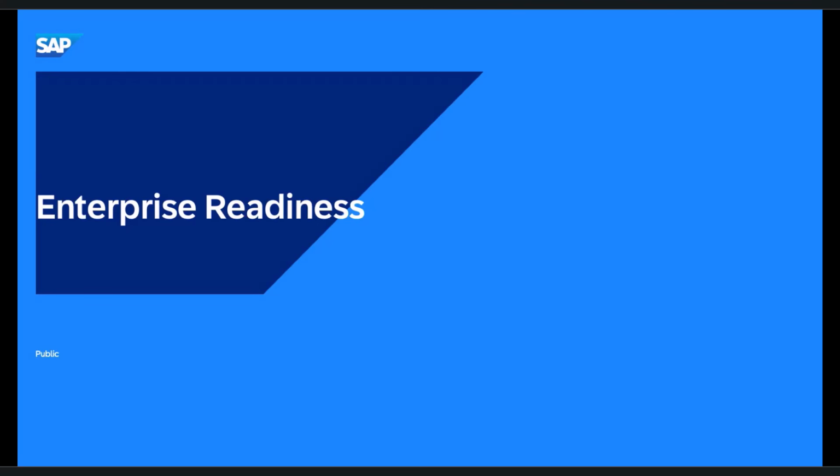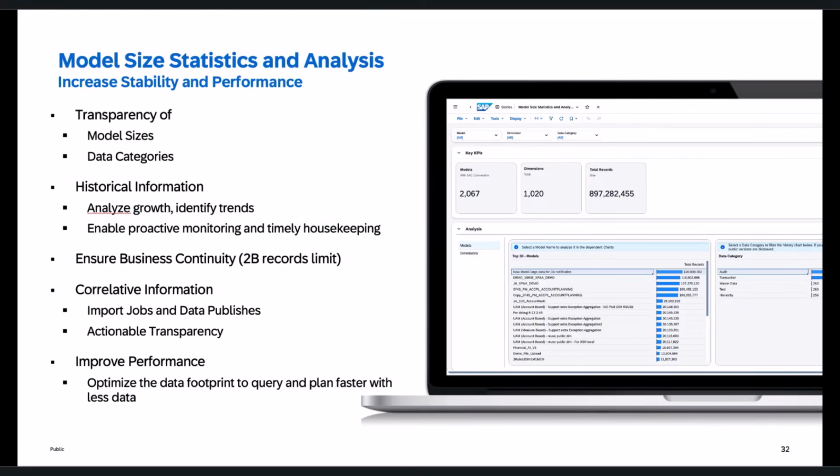Today I'm showing you the latest innovations in enterprise readiness, the feature model size statistics and analysis. This feature is important from a performance perspective as well as from a system stability perspective. If we keep model sizes small, we have less data to work on, which means faster planning and BI reporting scenarios. HANA database tables have a limit of 2 billion records. Thus, growing model sizes in SAC need to be monitored to keep the tenant operational.